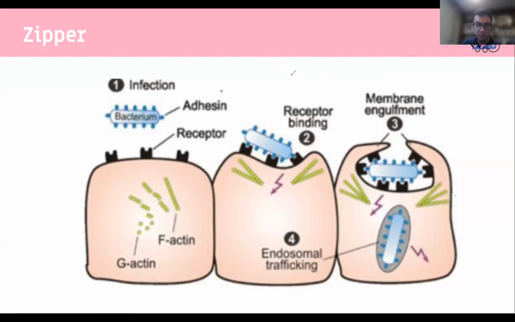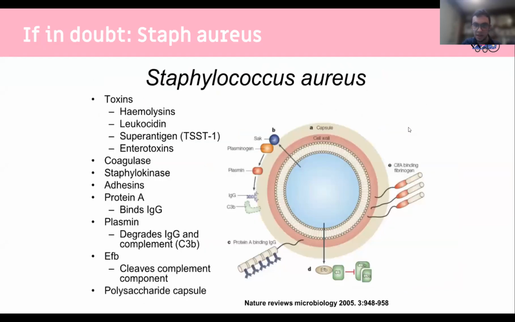We're almost done. Final slide is, if in doubt, choose Staph aureus, because Staph aureus has everything, essentially. These are all the virulence factors it has. It has a polysaccharide coat. It degrades IgG complement.